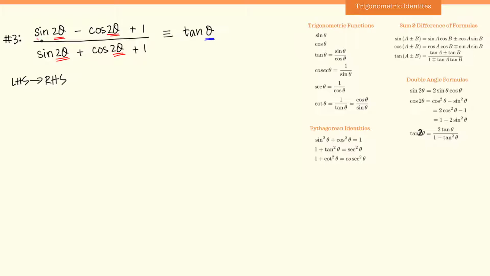First I'll convert this sine of 2 theta into a trigonometric function that has a single angle. And there's only one double angle formula for the sine function, that is sine of 2 theta is equal to 2 sine theta cosine theta. So in place of sine 2 theta, I'll write 2 sine theta cosine of theta. And for this sine of 2 theta also in the denominator, I will write 2 sine of theta cosine of theta. And there is a plus 1 here and there is a plus 1 here in the denominator.